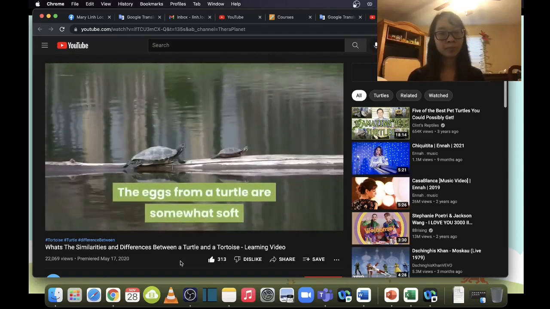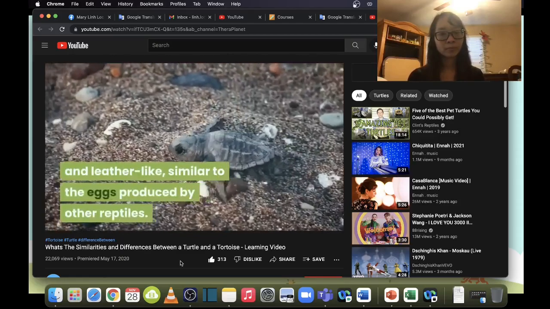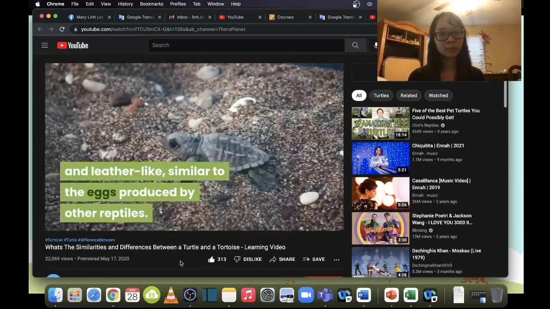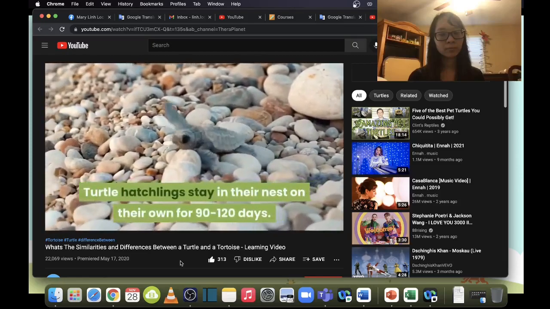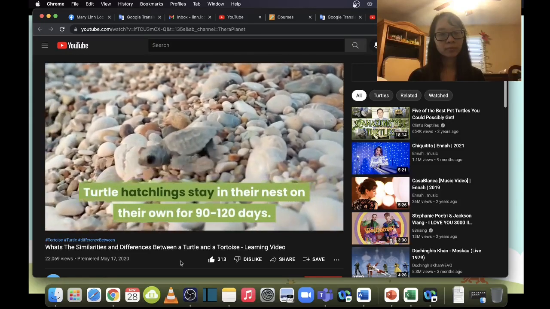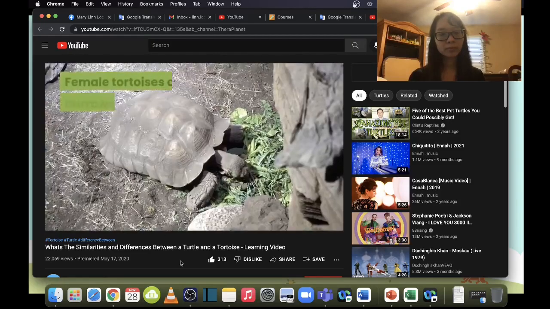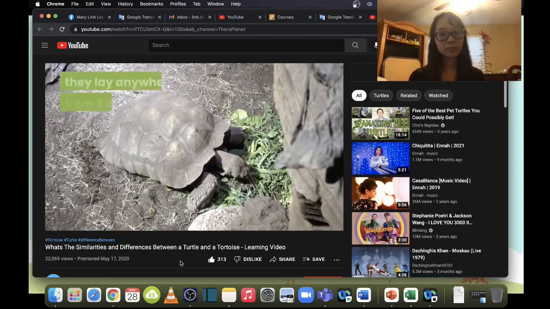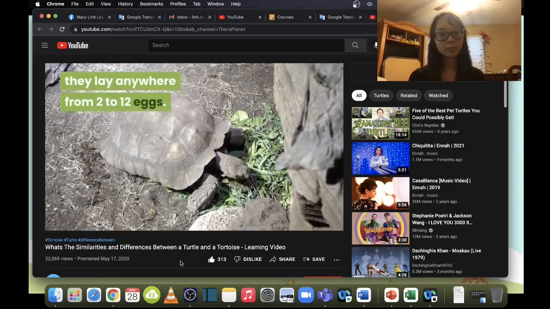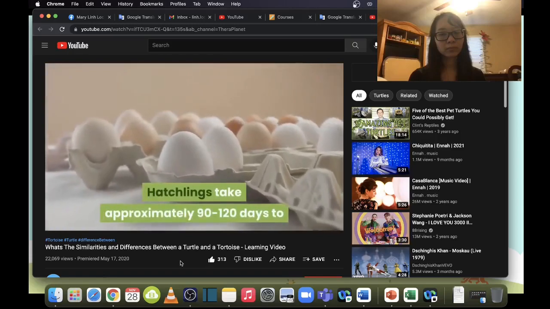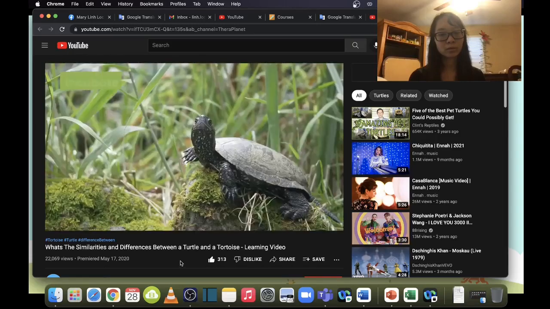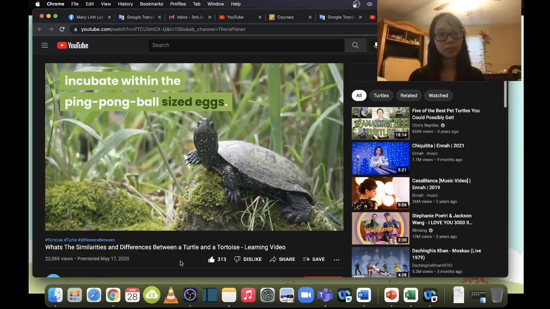The eggs from a turtle are somewhat soft and leather-like, similar to the eggs produced by other reptiles. Turtle hatchlings stay in their nest on their own for 90 to 120 days. Female tortoises dig burrows in which they lay anywhere from 2 to 12 eggs. Hatchlings take approximately 90 to 120 days to incubate within the ping-pong ball-sized eggs.